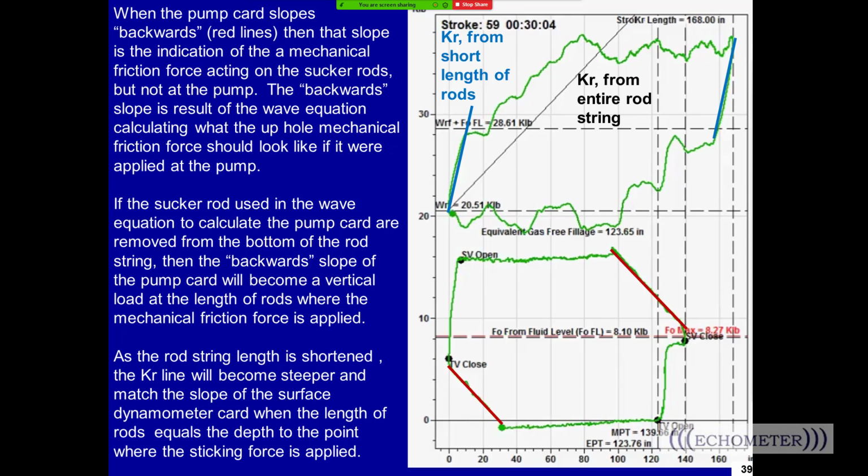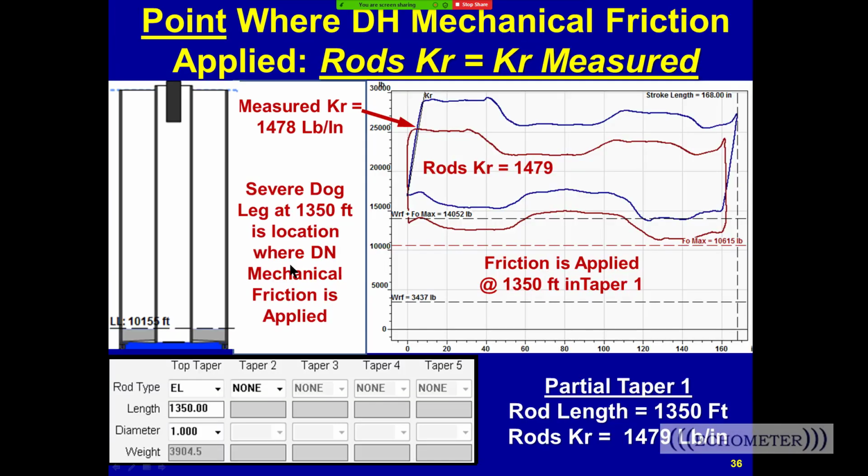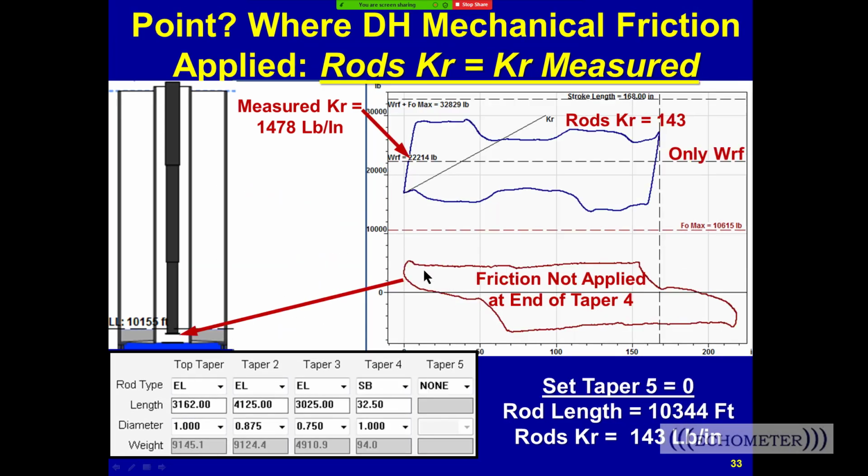Well, here's another well. Looks kind of the same. Look, this pump card goes backwards. What's this backward slope? Well, let's go back over here. Look, that's got backward slope. This is backward slope. Where'd the backward slope come from?